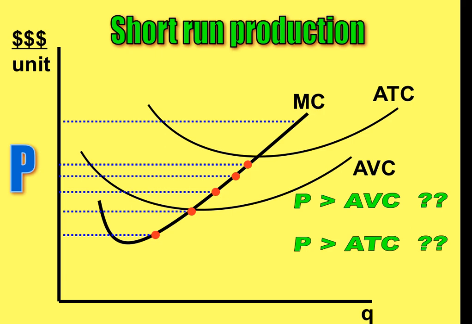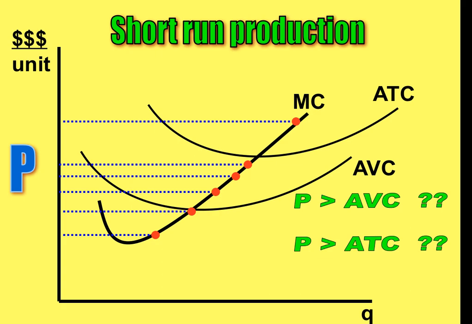However, what if the market price were way up here? If the market price is way up here, marginal revenue and marginal cost cross right at that red dot. That would be the profit maximizing level of production. Would this firm be making a loss? Well, no. This firm is making profits. How do we know they're making profits? Because at this price, the price is greater than the average total cost. And so they're making profits.